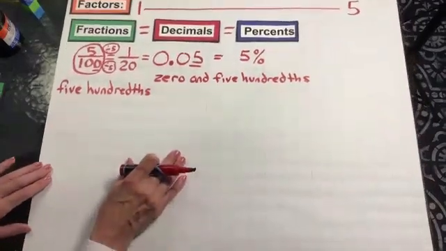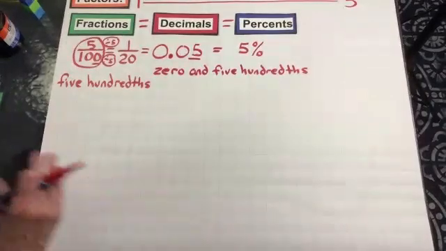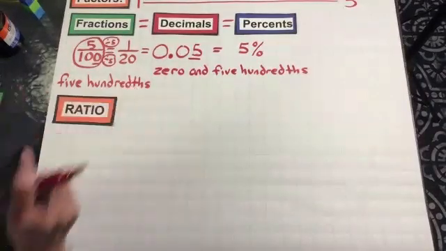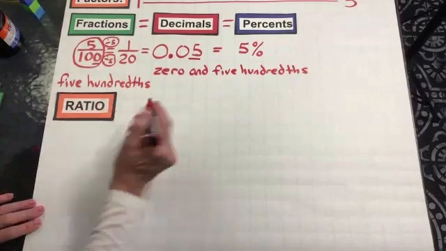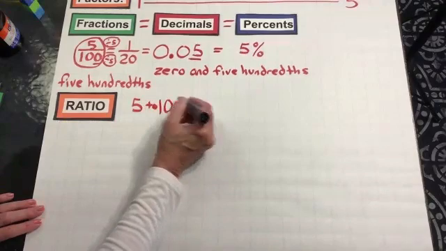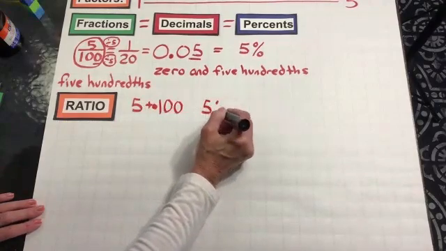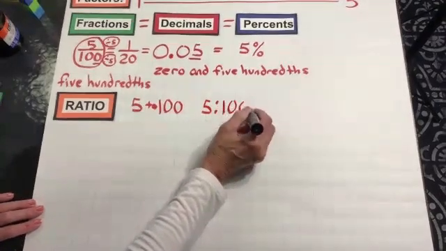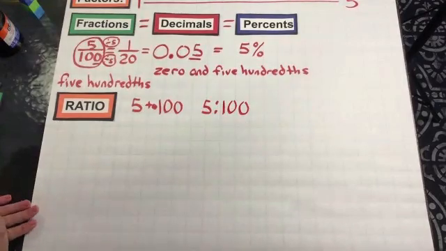All right, let's move it to the next category, which is ratio. Ratio is all about comparing. So we have 5 to 100 or 5 colon 100. So 5 students out of 100, or 5 to 100 students, like jelly beans.